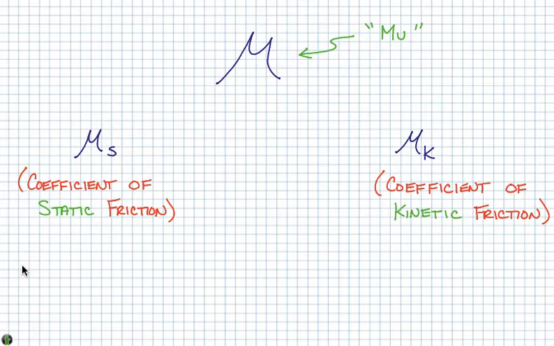If we take a look, the static coefficient of friction is actually just a ratio. I should have said this previously. Mu, the coefficient of friction, is just the ratio of the force of friction to the normal force. And it's actually the same equation for the kinetic coefficient of friction. It's the ratio of the frictional force to the normal force.